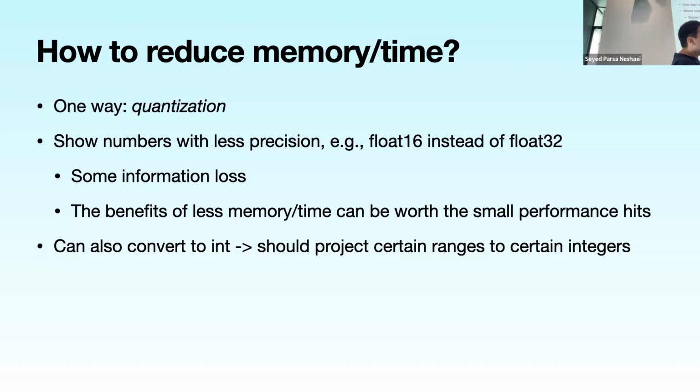We convert all numbers to a format that takes less memory. A float 16 is half the size of float 32 in memory, right? So if we convert all the weights of the model that are 32-bit floats into 16-bit weights, the size of the model would be 50% less. We have some information loss, certainly, because when you decrease the accuracy of representing a number, it's not very helpful. But sometimes the benefits of less memory and time can be worth the small performance hits.